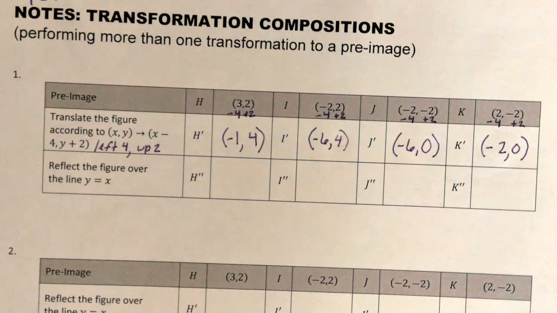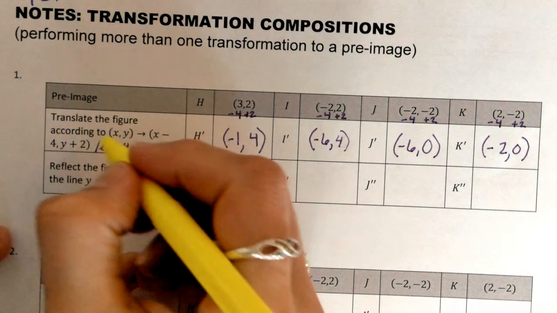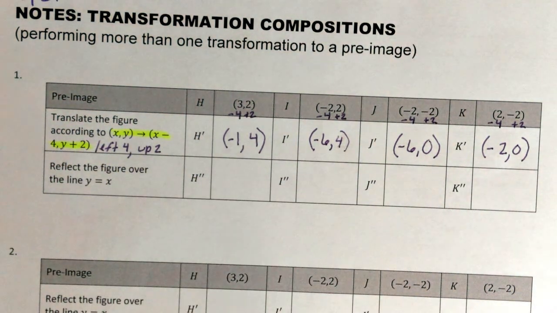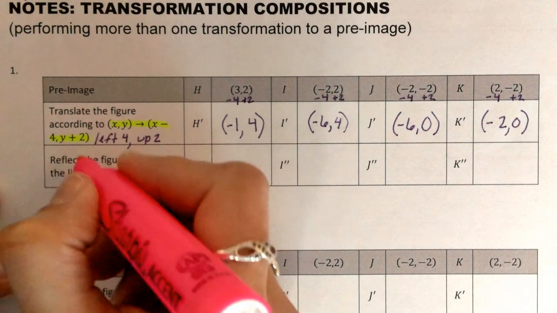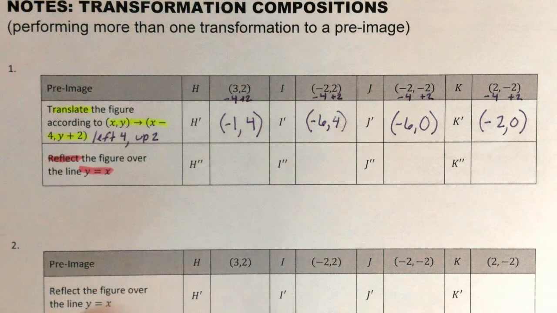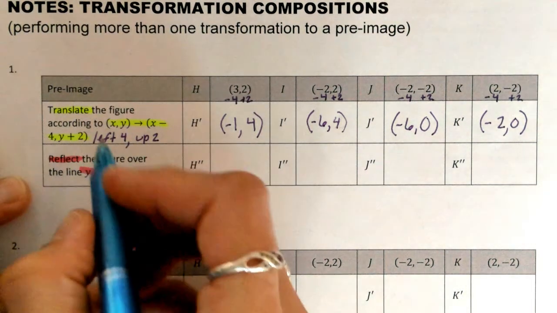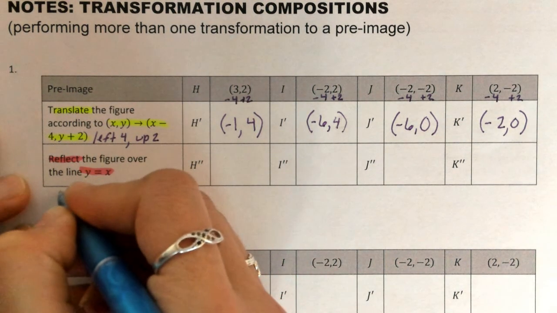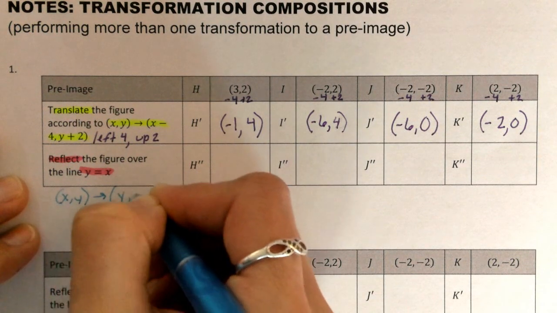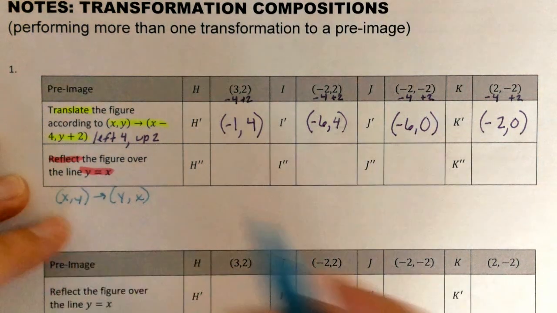Now what I'm going to do here is use 2 different color highlighters because we need to see something. The first thing we did was we translated. Now we're going to reflect over y equals x. So we're doing a translation and then we're going to do a reflection. When we look at our rules, we remember that reflecting over y equals x is just going to be the rule (x, y) goes to (y, x). All we're doing is switching the 2 coordinates around.